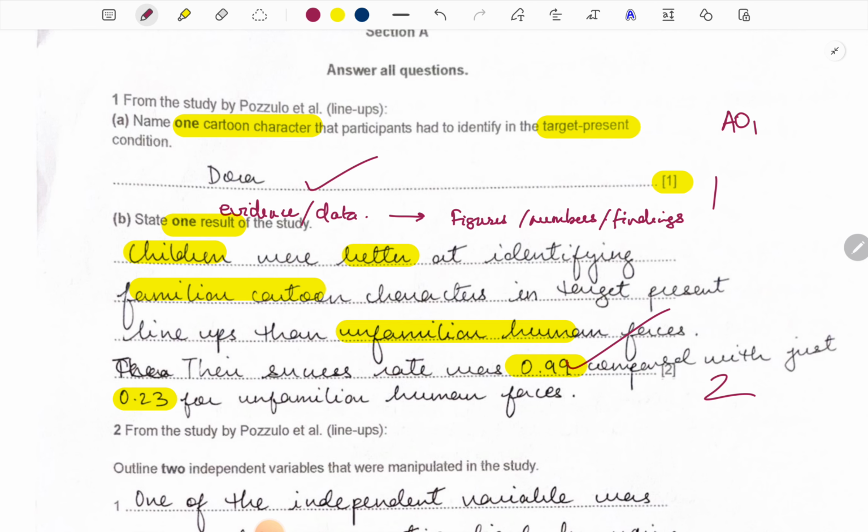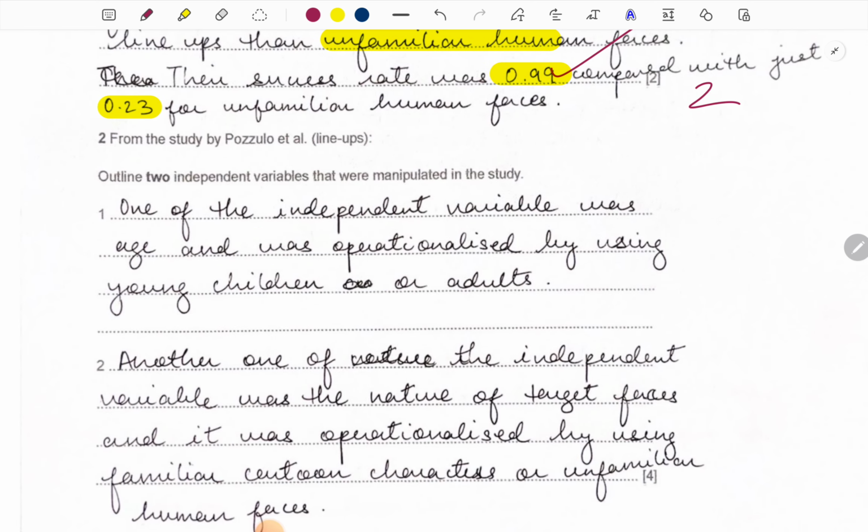The next question is outline two independent variables that were manipulated in the study. The command term is outlined. What has been asked for is two independent variables that were manipulated in the study.